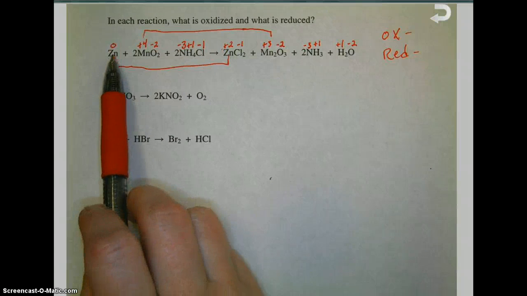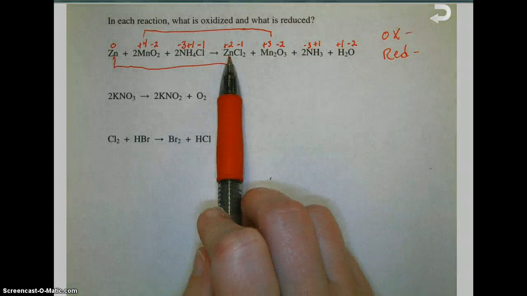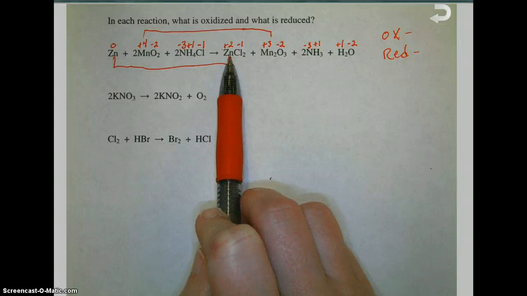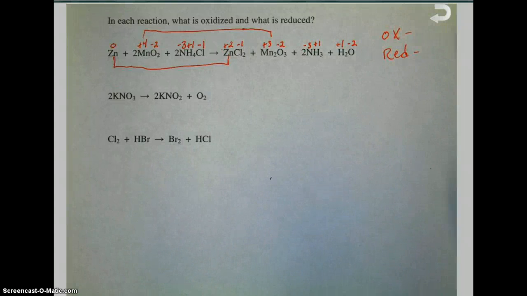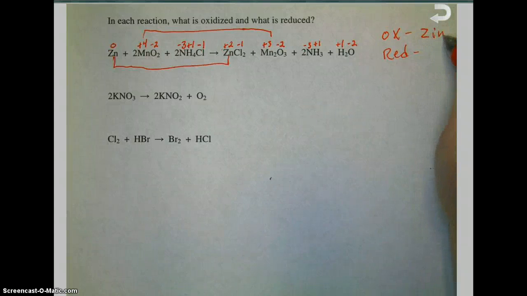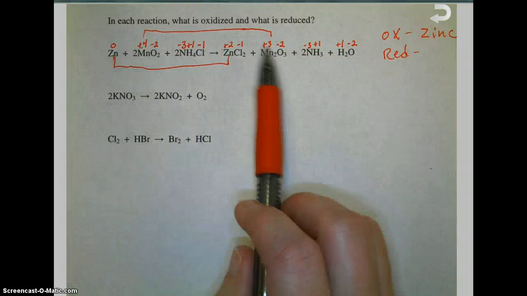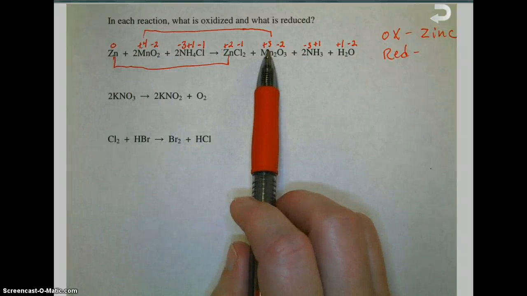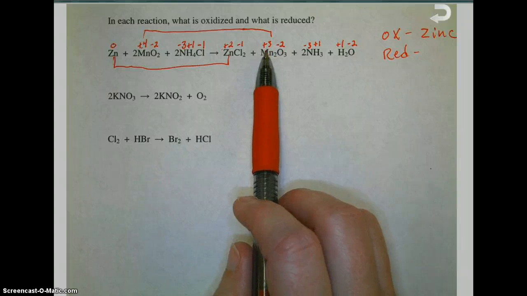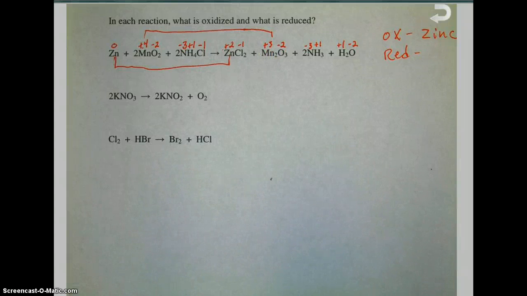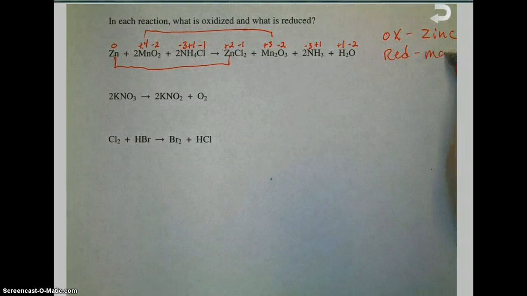So the zinc went from 0 to +2. To go from 0 to +2, it had to have lost 2 electrons, and losing electrons is oxidation. So the zinc was oxidized. The manganese went from +4 to +3. So to do that, it was reduced. It gained an electron. Now, if you think about reduction as in the oxidation number decreases, is reduced, that works too. So manganese was reduced.